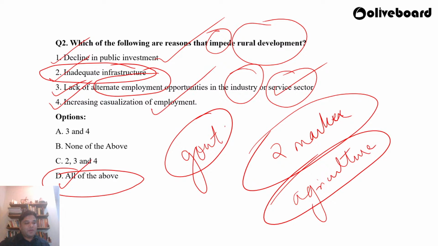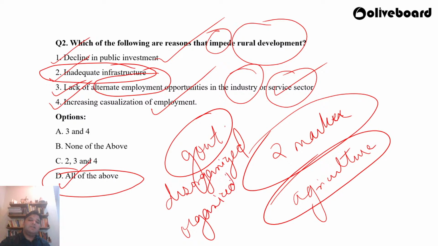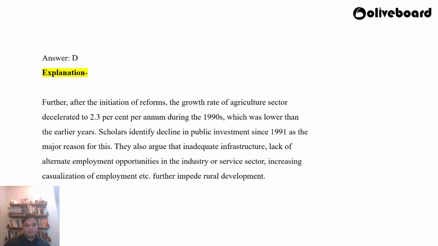Increasing casualization of employment. Of course, there is increasing casualization of employment, right? Why? Because employment in rural areas is mostly found in the disorganized sector or the unorganized sector, right? What we want is employment generation in the organized sector, right? So this is something that we want. Okay, so the answer is D, all of the above.